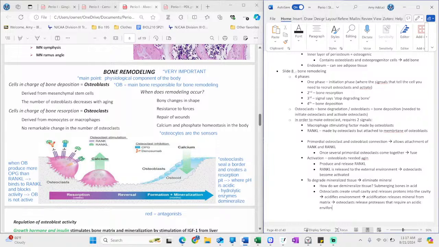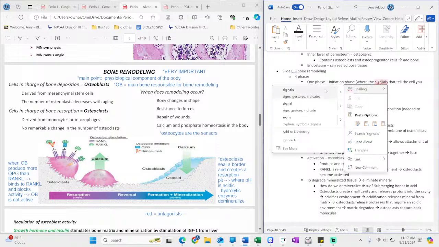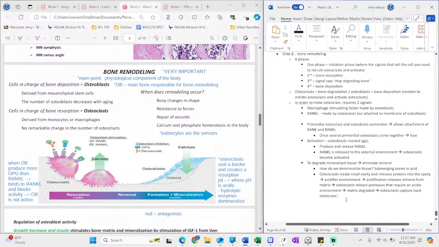Then the organic matrix is degraded. Everything is captured back by the osteoclast. That's how we reuse the calcium from the bone for the rest of the body. The osteoclast captures calcium back, captures peptides back, continues to process those peptides until it's able to release amino acids from the opposite membrane and releases calcium, which is captured by the blood and then sent to the other parts of the body. Okay? The important thing here is osteoblast, bone deposition; osteoclast, bone degradation.